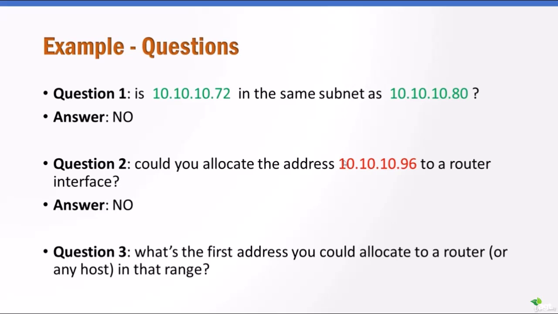Of course, here we are talking about the subnet from our previous question. And as we saw in that table, this address 10.10.10.96 is a network ID. So the first usable IP address is 10.10.10.97. And that address can be allocated to a router interface or a computer or any other device on that network. So our answer here is 10.10.10.97 is the first usable IP address.